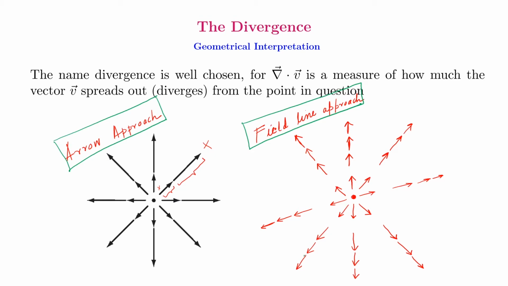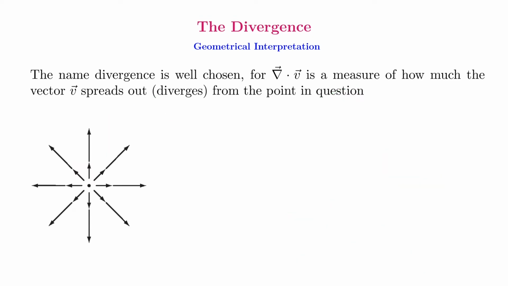In the field line approach, it is the spacing of the lines that tells you the field strength. The closer the lines, the stronger the field. So you can see that the spacing between these two lines is larger compared to these two lines. This indicates that the field strength is lesser here compared to this point. Let's now focus on the arrow approach. In this figure, the arrow is pointing outward and its strength is increasing. From this, we infer that the vector function has a large positive divergence.